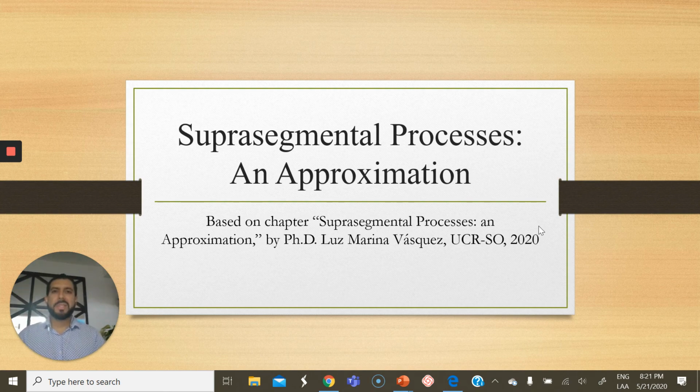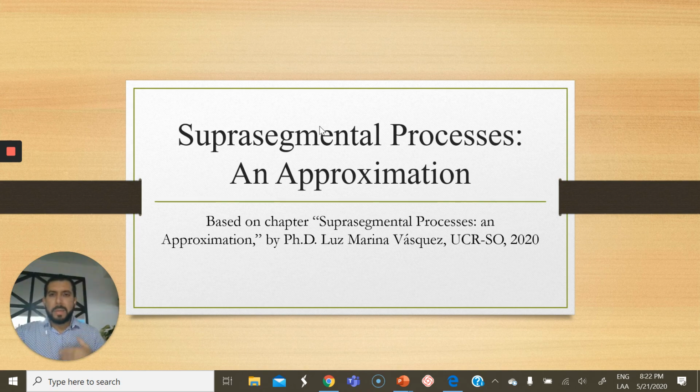Today's topic is going to be suprasegmental processes. This is only going to be a quick glimpse or approximation into the big umbrella term of suprasegmentals, and let's talk about what it means. Let's begin with the prefix supra, which in English means either above or beyond, and segmental means segments, vowels and consonants. So suprasegmental processes involve anything that is beyond the mere study of consonants and vowels.